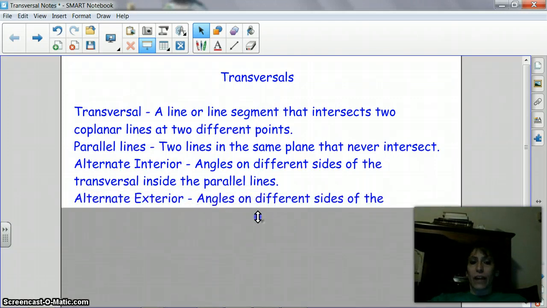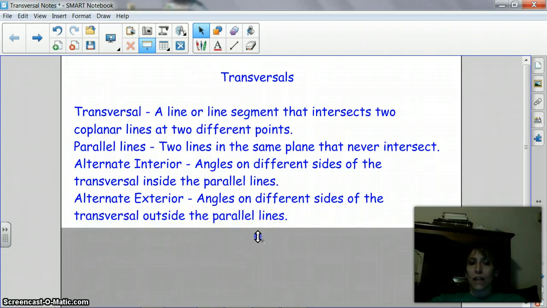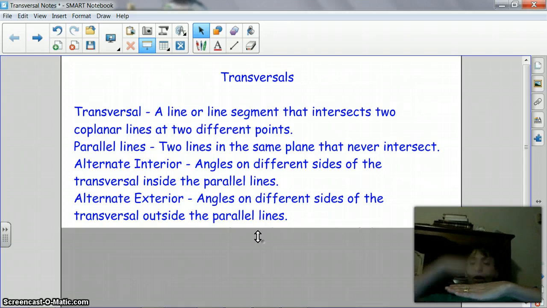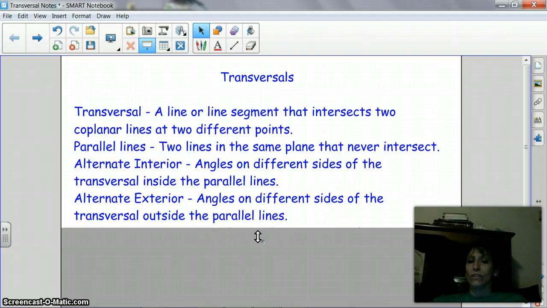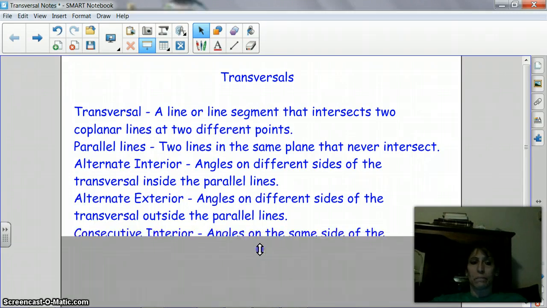Alternate exterior angles are angles on different sides of the transversal, but they're outside the parallel lines. So they would be like above and below the lines on opposite sides of the transversal. I'm going to show you a picture of that on the next slide so that you kind of get an idea of what I'm talking about.